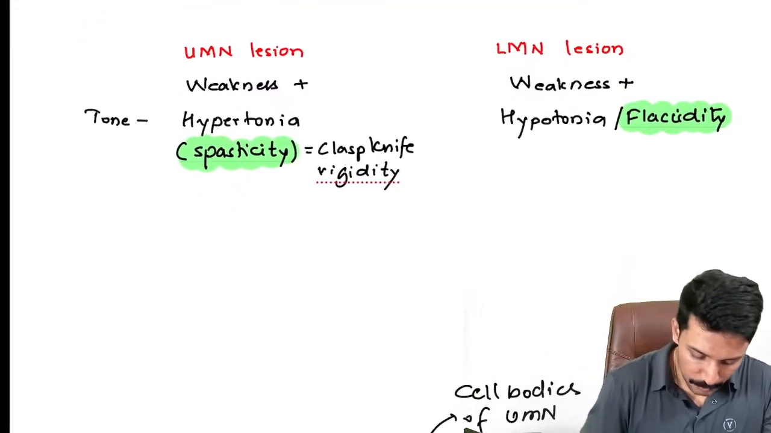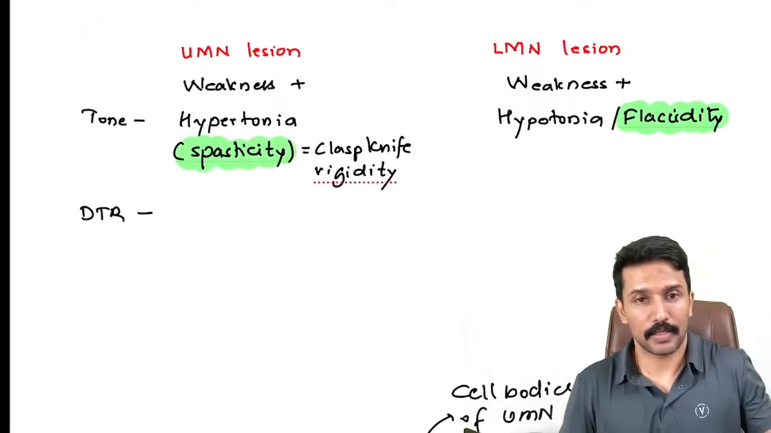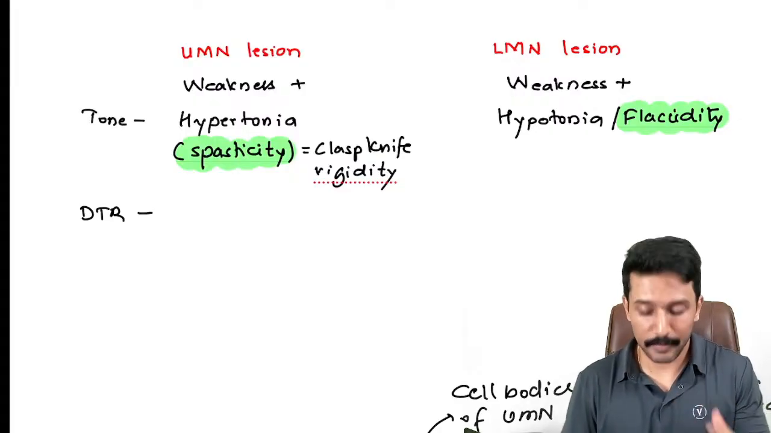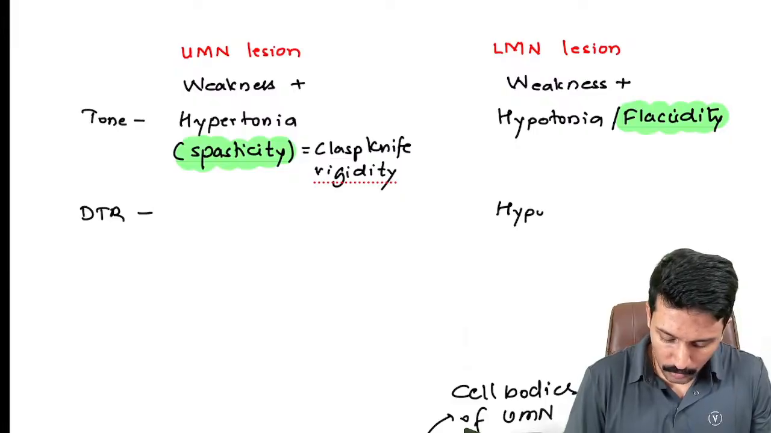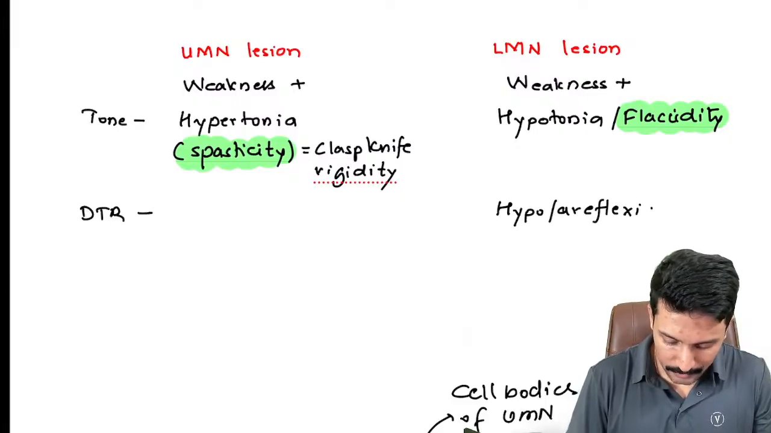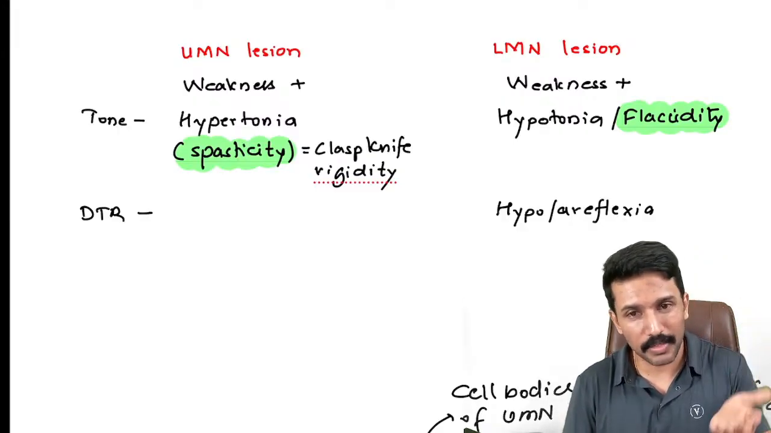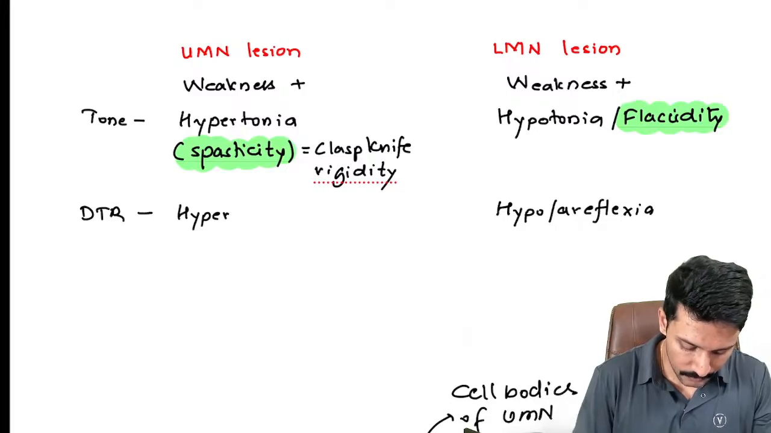Okay. Then with respect to the deep tendon reflexes, for the reflexes, LMN is responsible. If it is damaged, the reflexes will diminish or go absent. So you can have hypo- or areflexia when there is damage to LMN. On the other hand, with UMN damage, the suppressing role is taken away, and reflexes become increased. So you will have hyperreflexia.